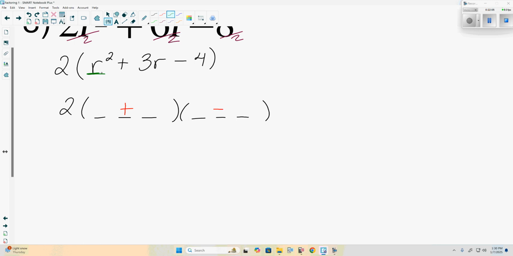Factors of the first term, factors of r squared are r and r. Hopefully we got enough of that over the past few weeks. Yes, hopefully you did. No? R and R.